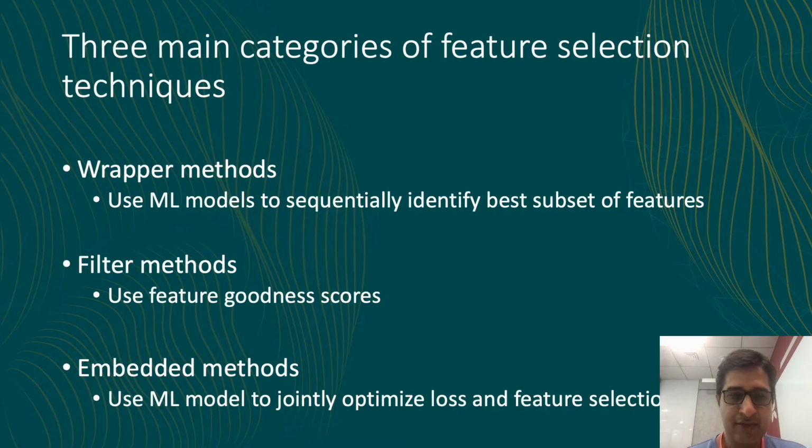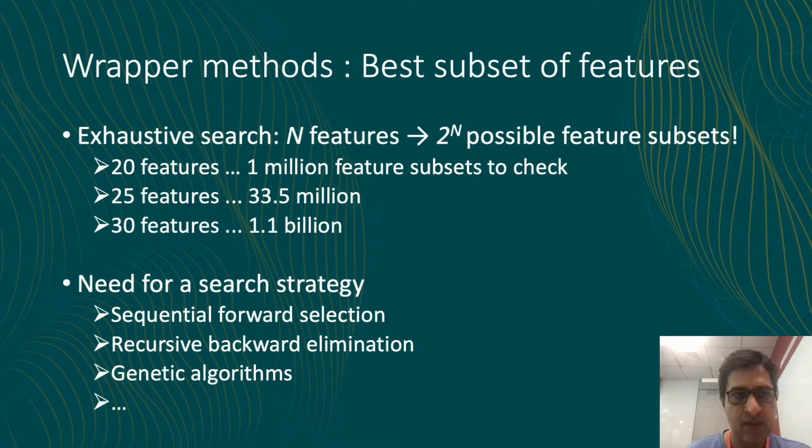The next set of techniques are filter methods, where you pre-identify some goodness scores for each of the features and then order them according to their goodness scores and use them. The third set of techniques, which tend to actually work the best, are embedded methods, where you jointly optimize for loss and feature selection. And we will talk about these in the upcoming slides.